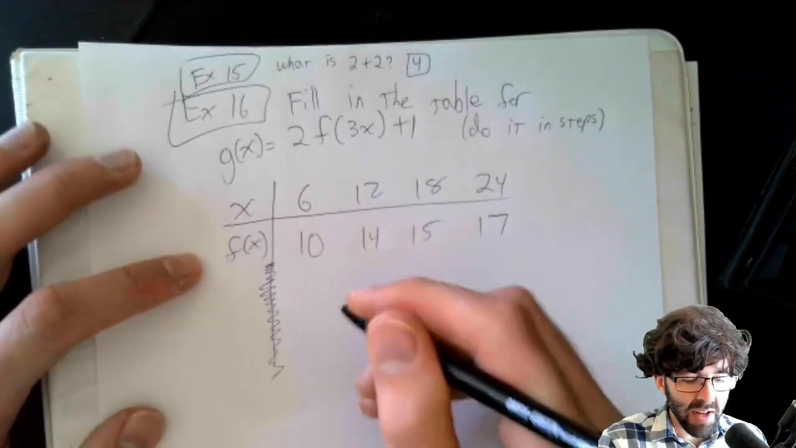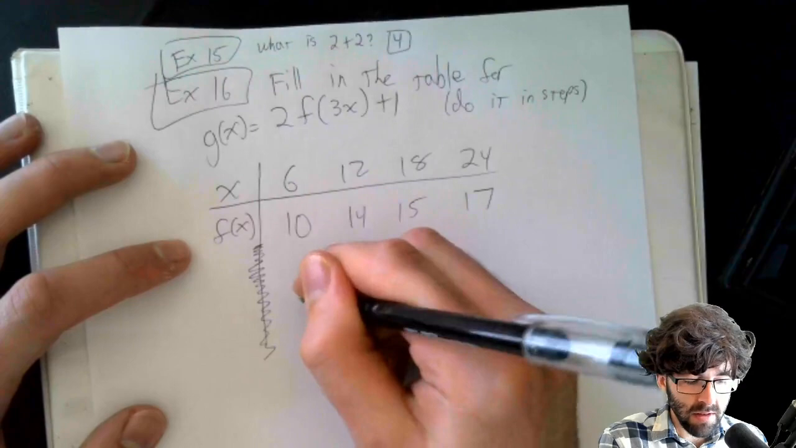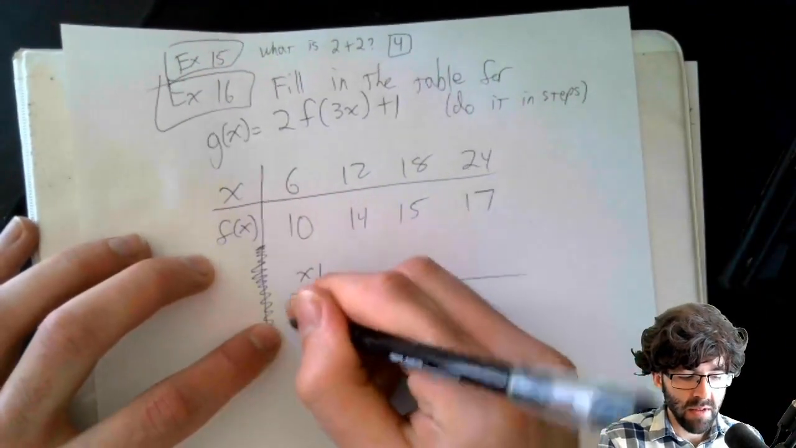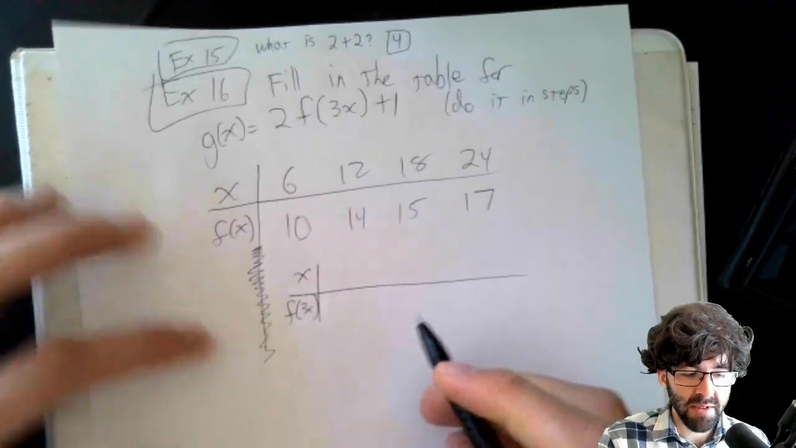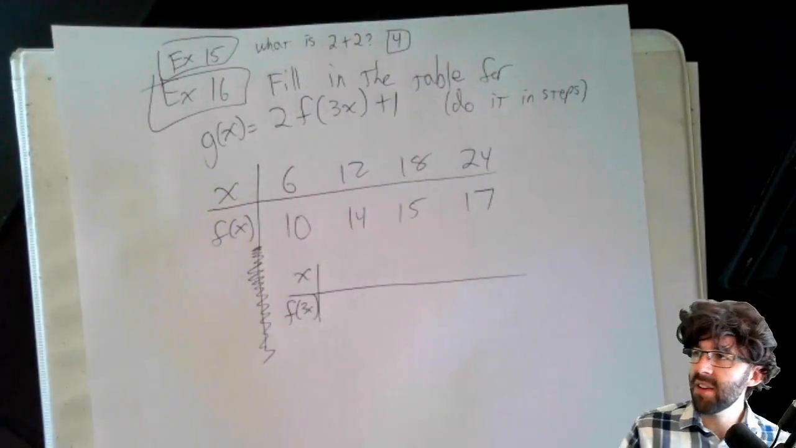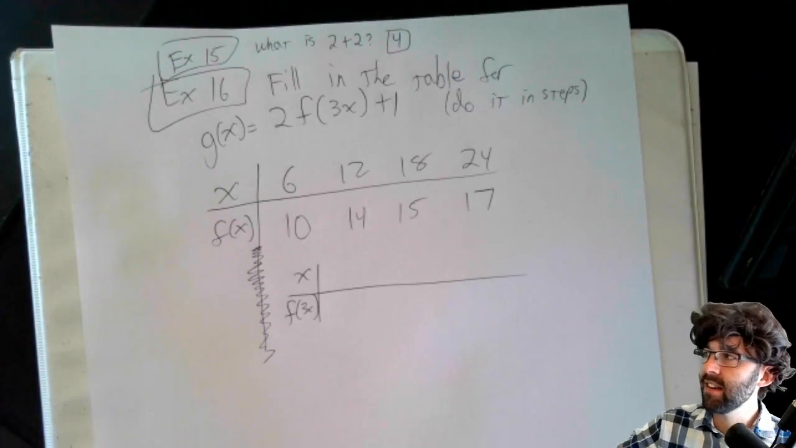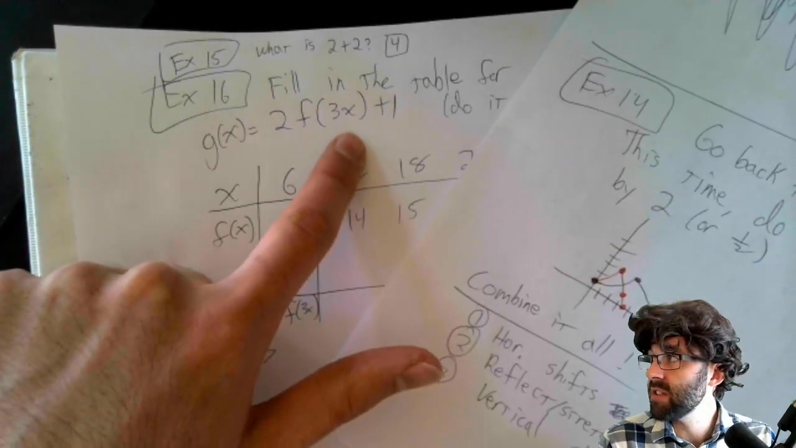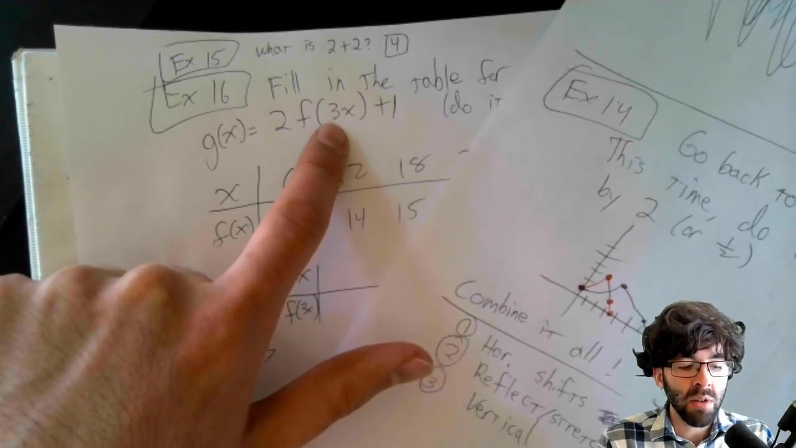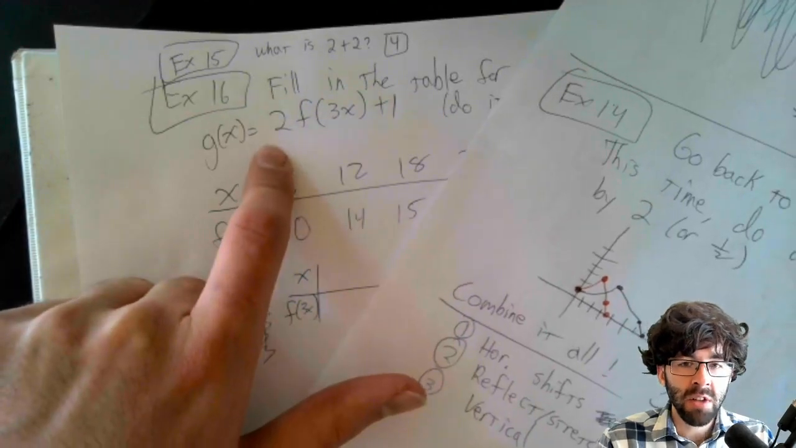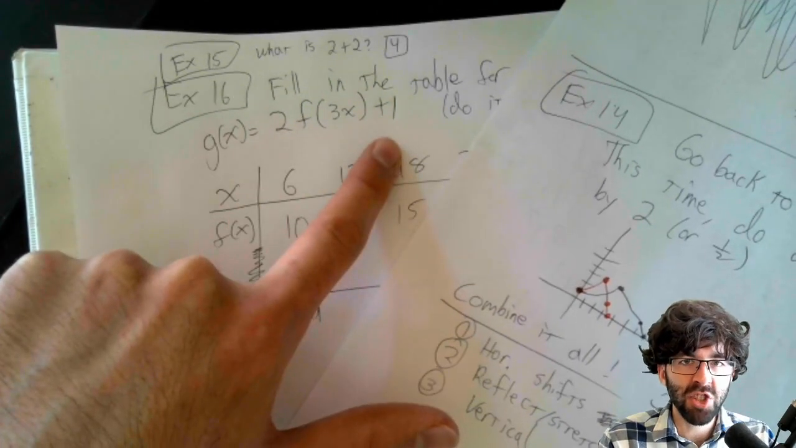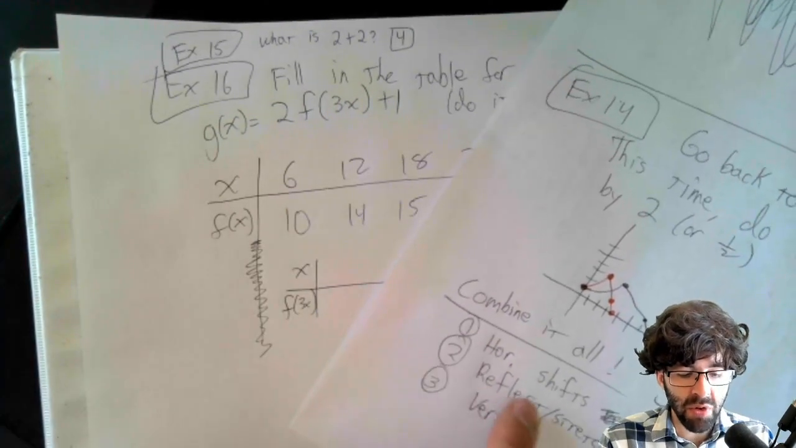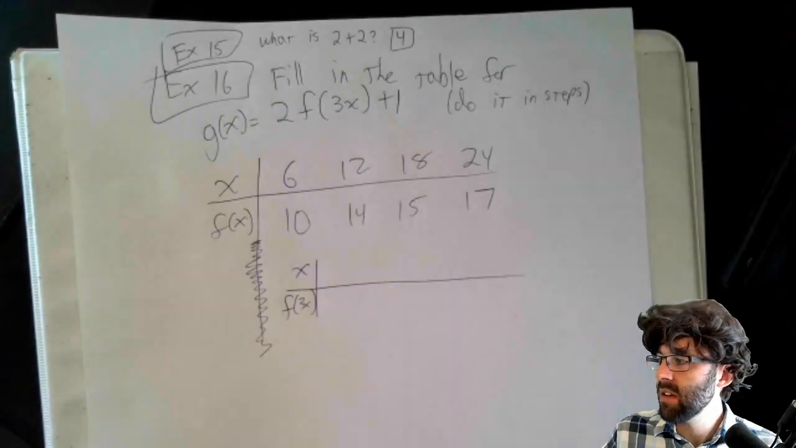And we need to make a corresponding table for everything else. So we're going to do it in steps. And remember what the steps are, right? The steps are horizontal shifts first. There are no horizontal shifts here, right? This is a horizontal compression, a vertical stretching, and a vertical shifting. So the first step, we're not doing. Second step, do the reflecting and the stretching.